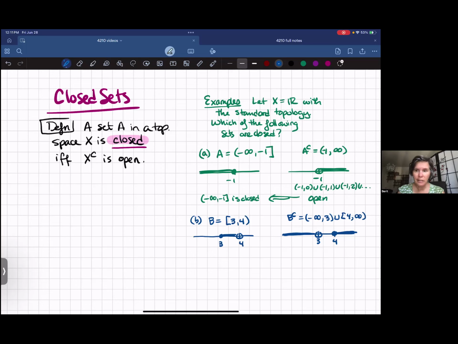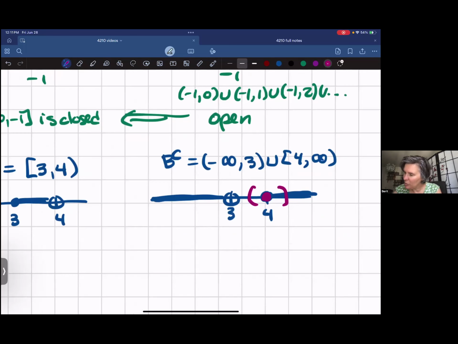You might think it's not because the point 4 is included, but let's think about why that is. What happens at the point 4? If I were to take the point 4 right here, I want to know, is B complement a neighborhood of that point? If I take the point 4 and I draw an open interval around it, does that open interval stay inside of B complement? Not the way I drew it just now, right? Well, maybe I just need to make it smaller. Maybe I just need to zoom in and make it smaller.